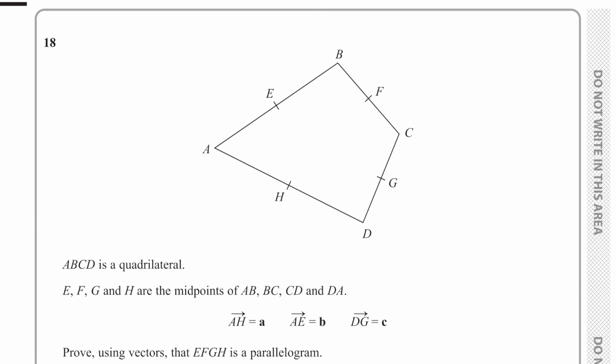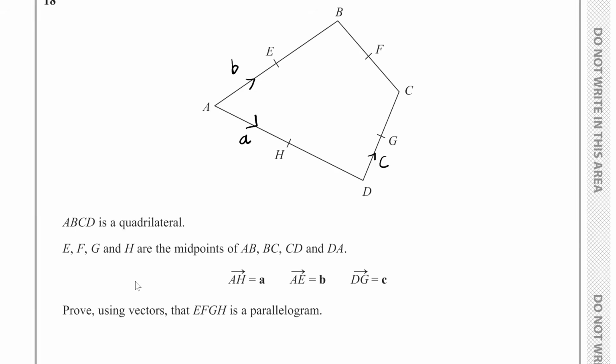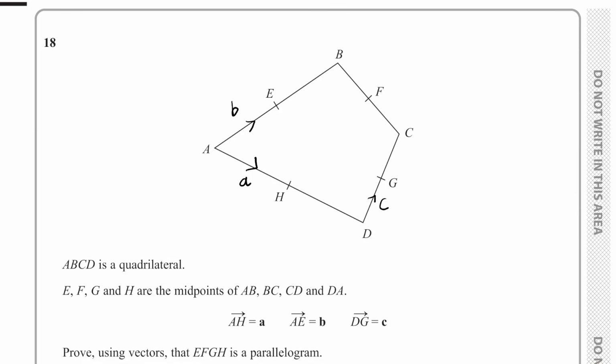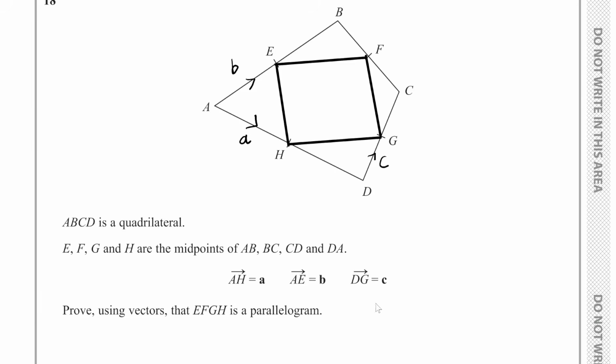Question 18. ABCD is a quadrilateral. E, F, G, and H are the midpoints. A to H is called a. A to E is b. And D to G is c. Prove using vectors that EFGH, the shape made from the midpoints, is a parallelogram. So the two opposite sides should be equal and parallel.